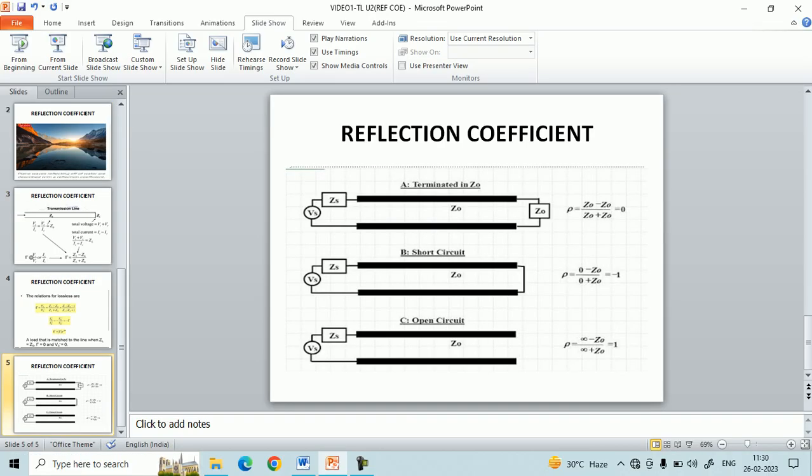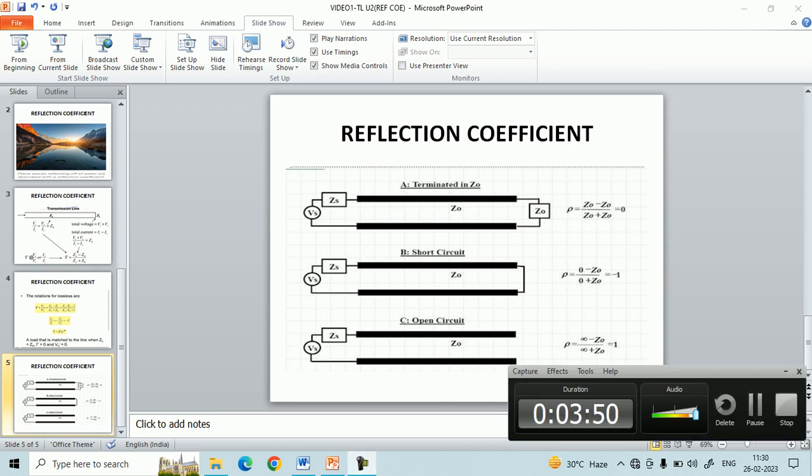Thank you. In the next session, we will study the relationship between the reflection coefficient and the SWR analysis.